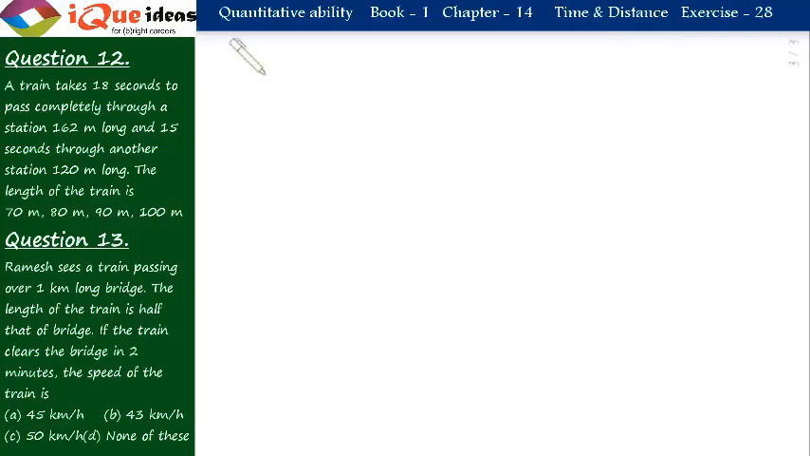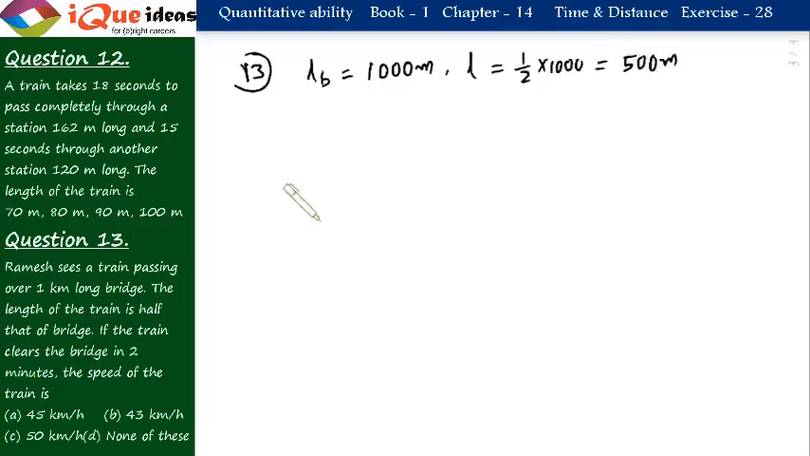Now the next question, question number 13, says Ramesh sees a train passing over a 1 kilometer long bridge. The length of the train is half that of the bridge. So the length of the bridge is equal to 1000 meters because it is 1 kilometer. The length of the train will be half of 1000, so it must be 500 meters. And the time taken is 2 minutes.